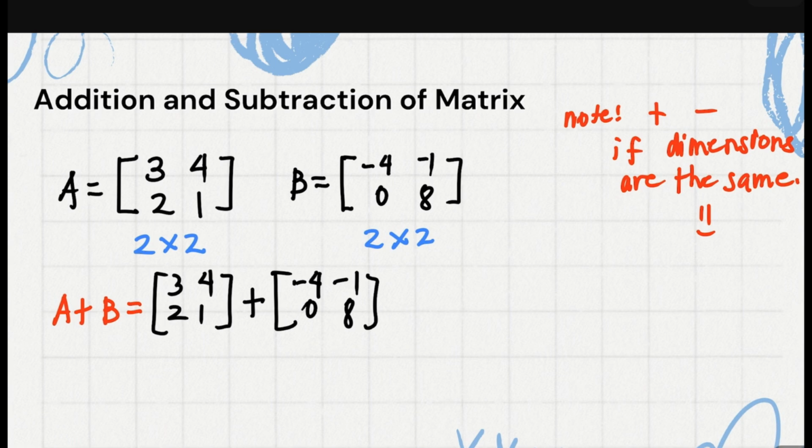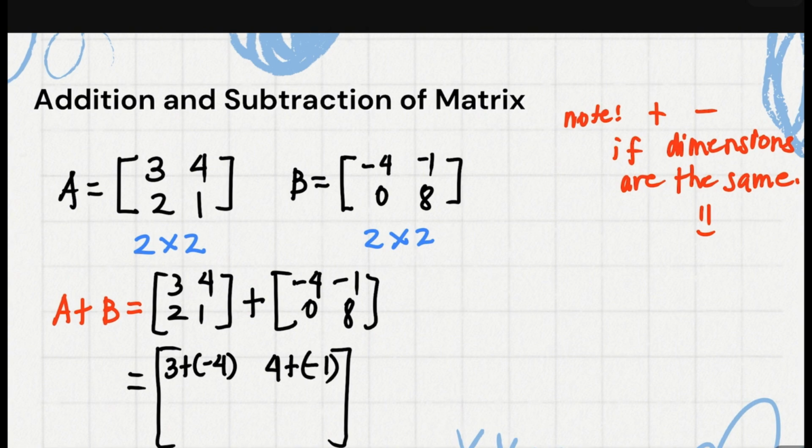Then, the simple step here is we're just going to add each same location of each matrix. So we're going to add 3 and negative 4 for the first location. So 4 and negative 1 with same location. So let's proceed. 3 plus negative 4, then 4 plus negative 1. Then on the lower side, 2 plus 0. Then on the last element, 1 plus 8.